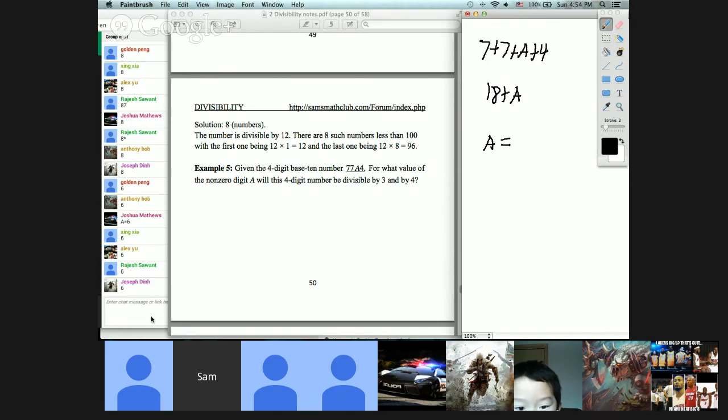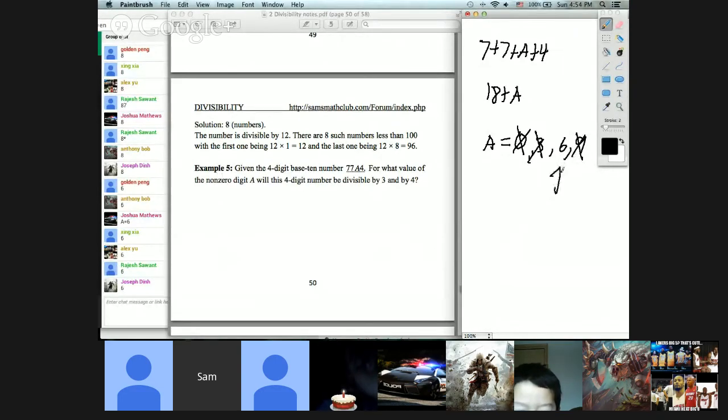Right, nice job, guys. I see everybody's gotten 6. Very nice. So I summed up all the digits right here, and I got 18 plus A, and we see that it has to be divisible by 3 first off, so this whole thing must be divisible by 3. A can either equal 0, 3, 6, or 9. And then it also says it must be divisible by 4, so A must be even and non-zero. So first off, 0 doesn't work, 3 doesn't work, 9 doesn't work. So the only digit we're left with is 6.